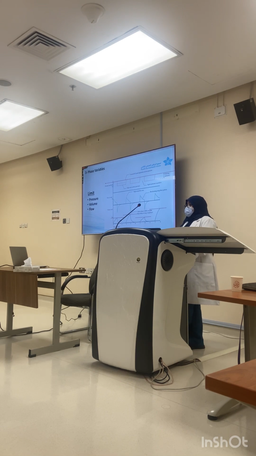If I set the limit with volume, that means a specific amount of volume will be delivered to the patient. The patient has a limit not to exceed this volume. Or if I choose a flow limit, the patient will not be able to exceed the flow amount.